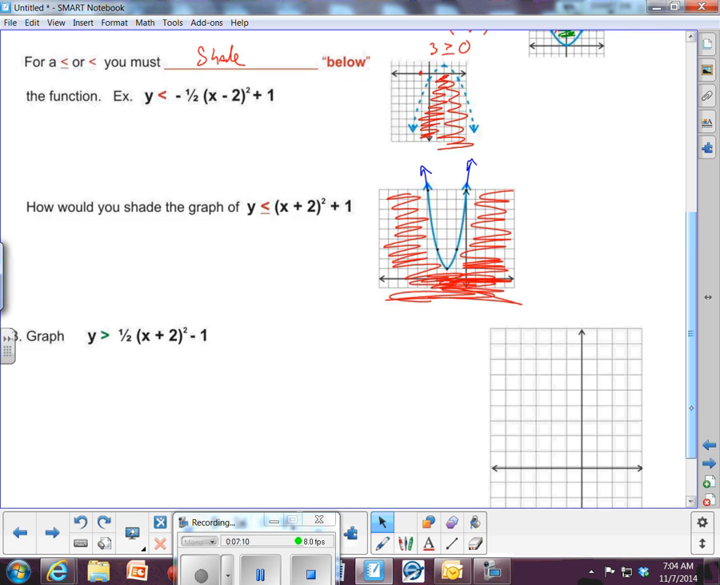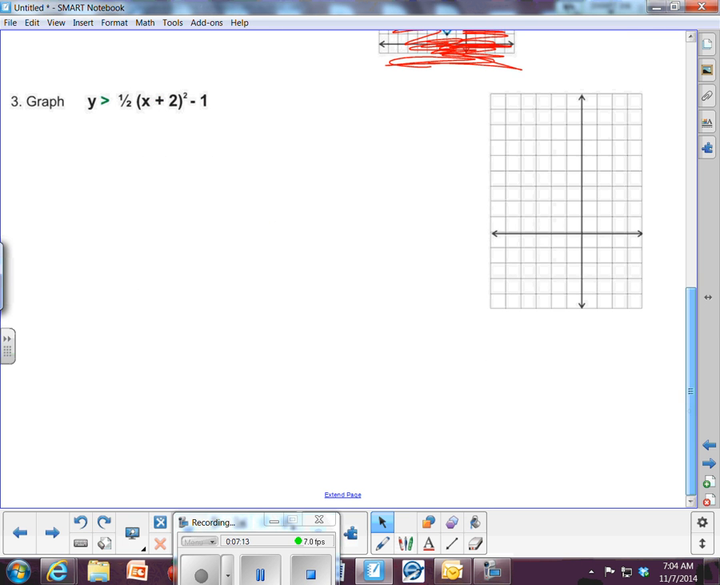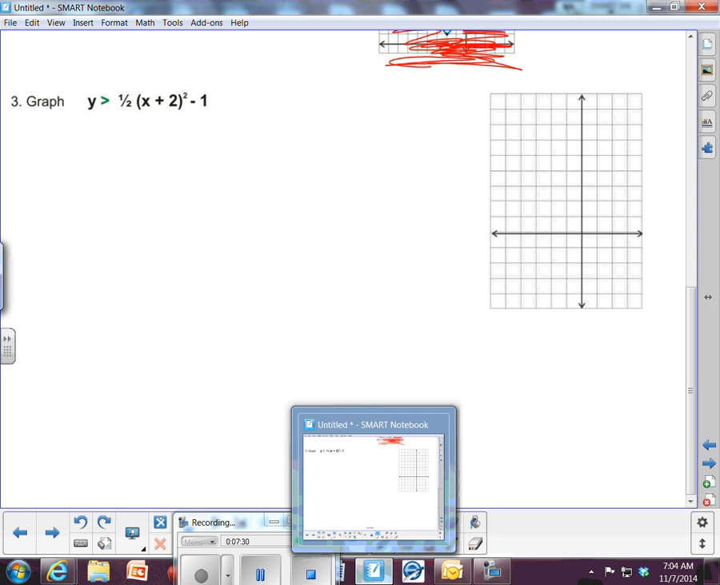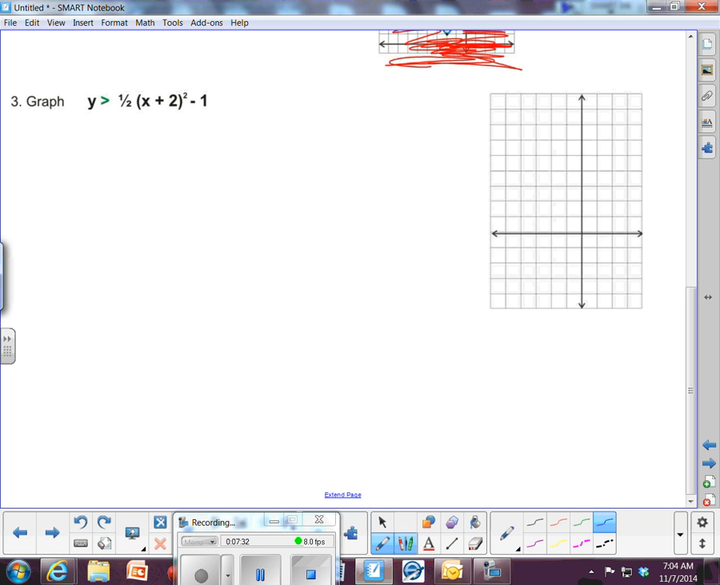Okay, let's go ahead and do this last example. All right, so what would you do if you were asked to graph y greater than 1/2 times the quantity x plus 2 quantity squared minus 1? What would you do? Well, again, you're always thinking, hey, this is quadratic. You'll say it's already in graphing form. I'm happy about that. So we want to state, is this a max or a min? Which one is it? Hopefully you're thinking it's a min.